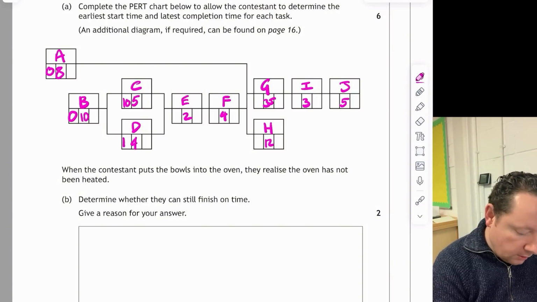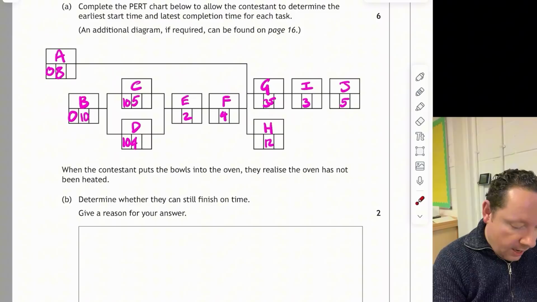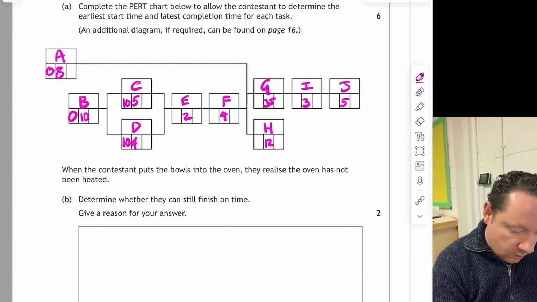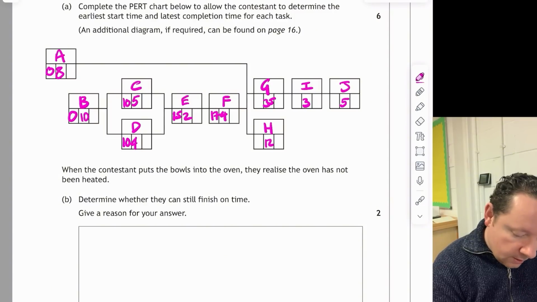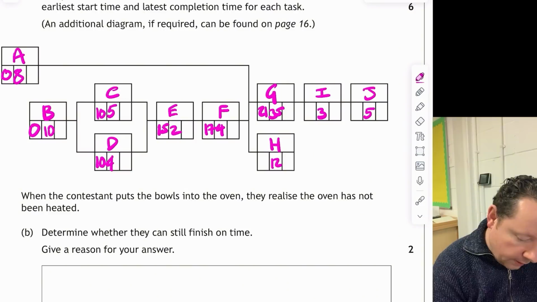This one also starts at 10. And then looking at this next one is the key one. That is 15 because I need to wait until this one finishes. So 10 plus 5 is 15. And 15 plus 2 is 17. 17 plus 4 is 21. So this will both be 21.